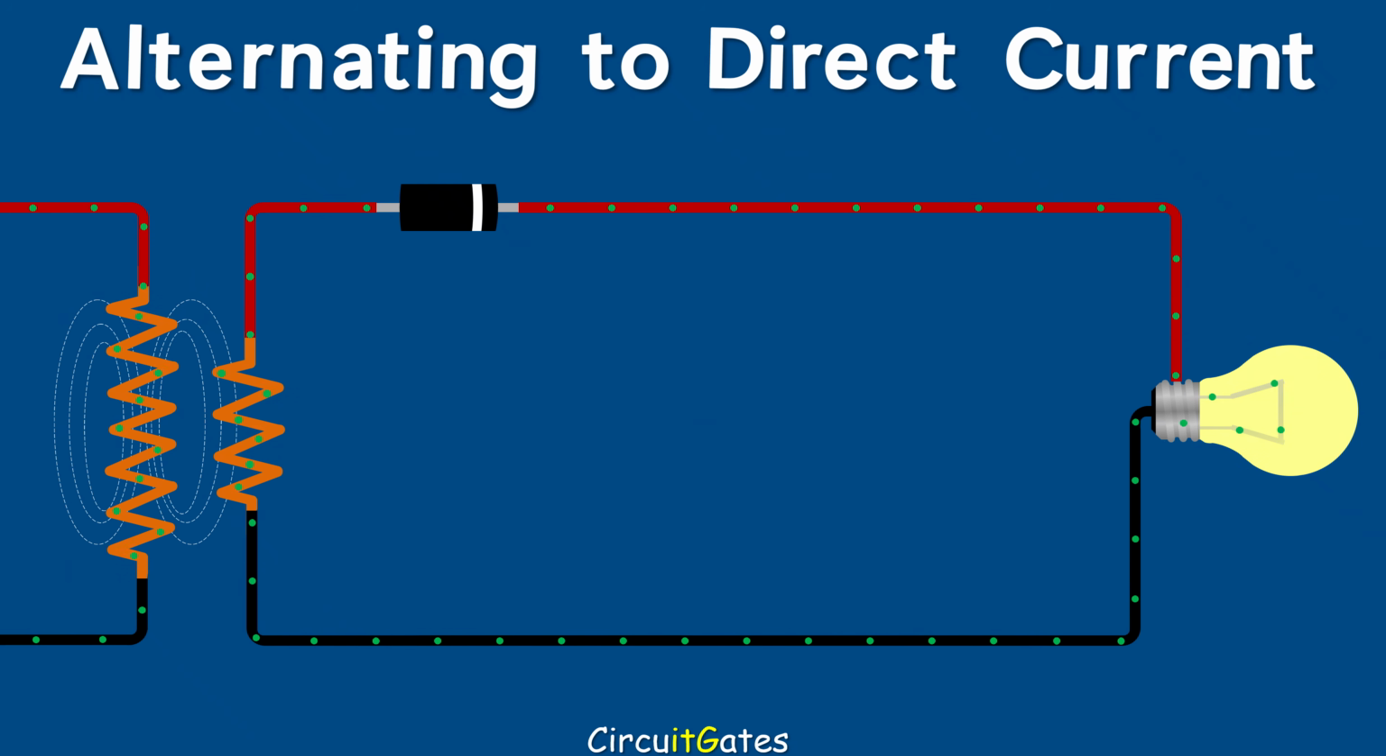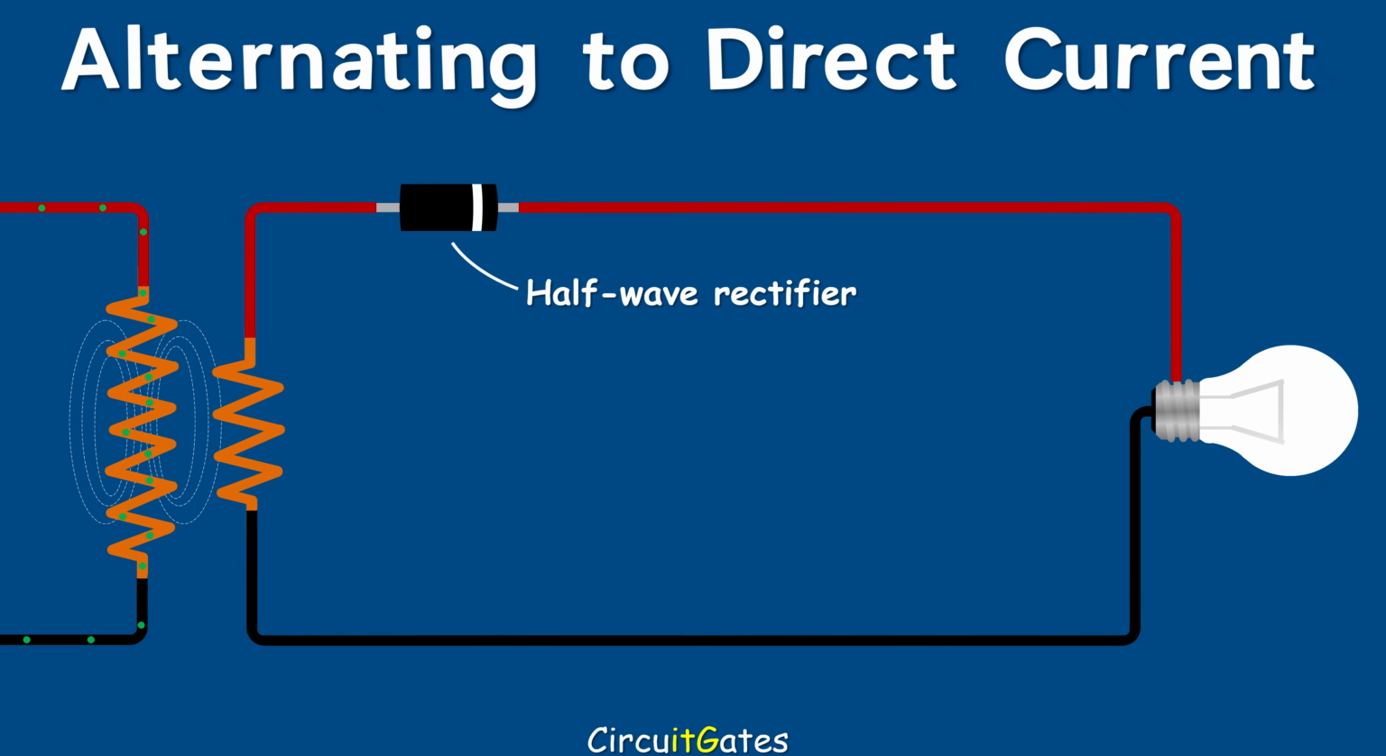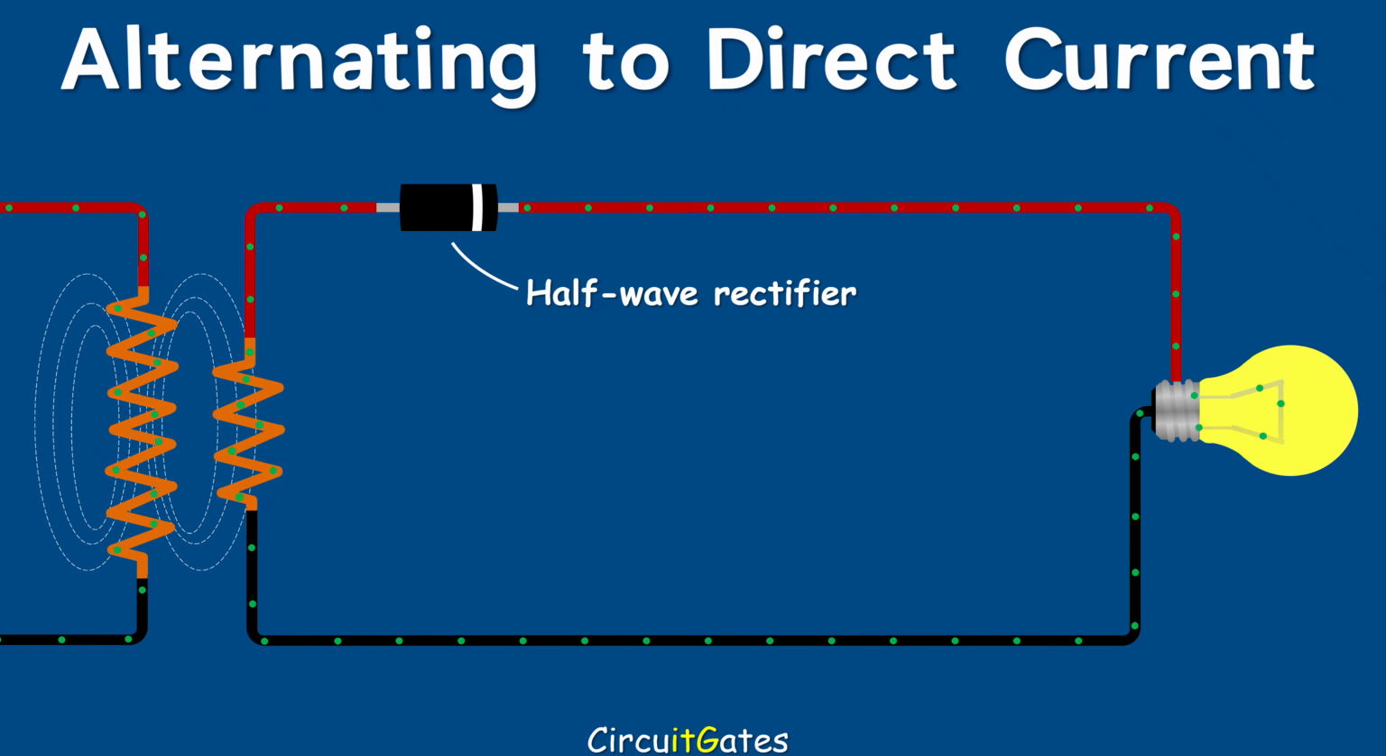A half-wave rectifier is one diode that is connected in series with the load. In a half-wave rectifier, when AC flows in the first direction, the diode is forward biased and current flows through the load.